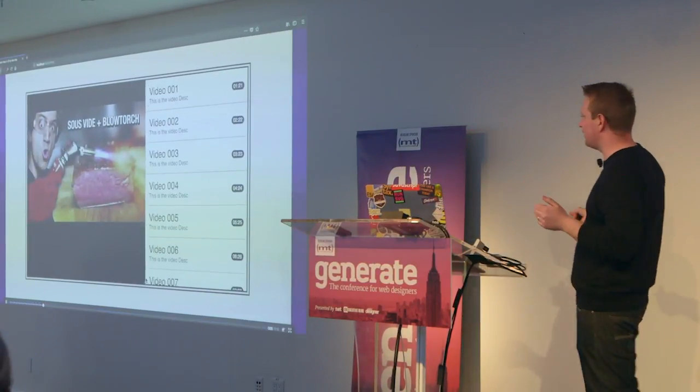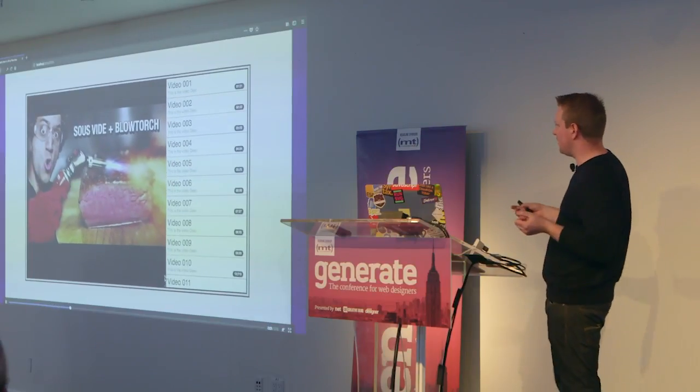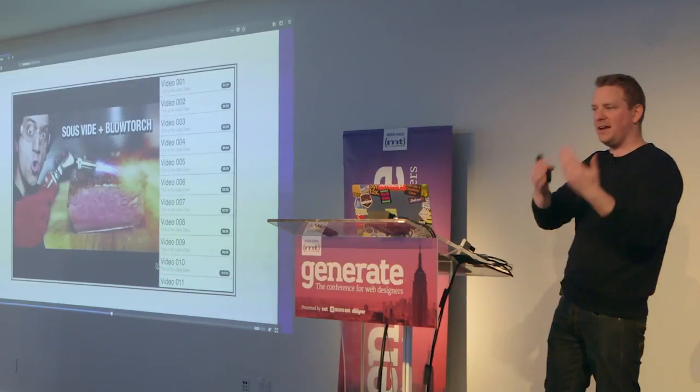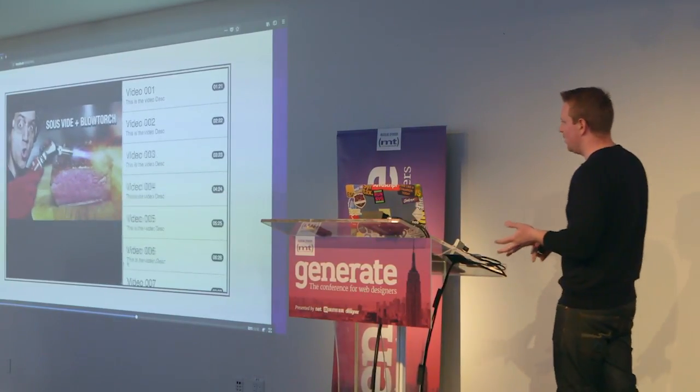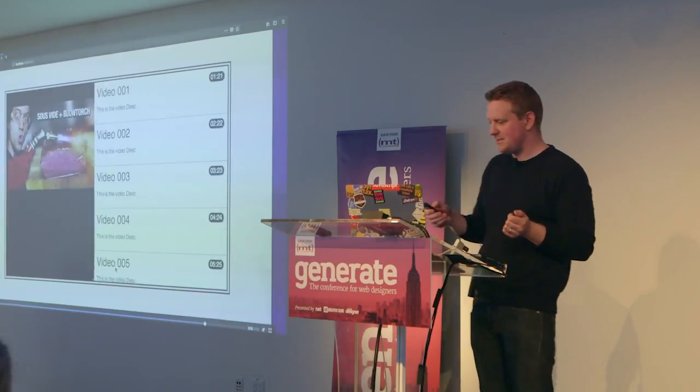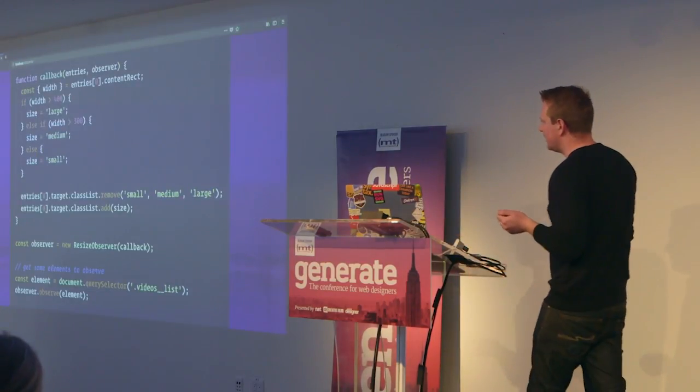So what I'm doing here is, as it gets smaller, I'm adding different classes to that element, and then you apply different CSS depending on if it's small, medium, or large, right? So let's flip back to the code and see exactly how that works.